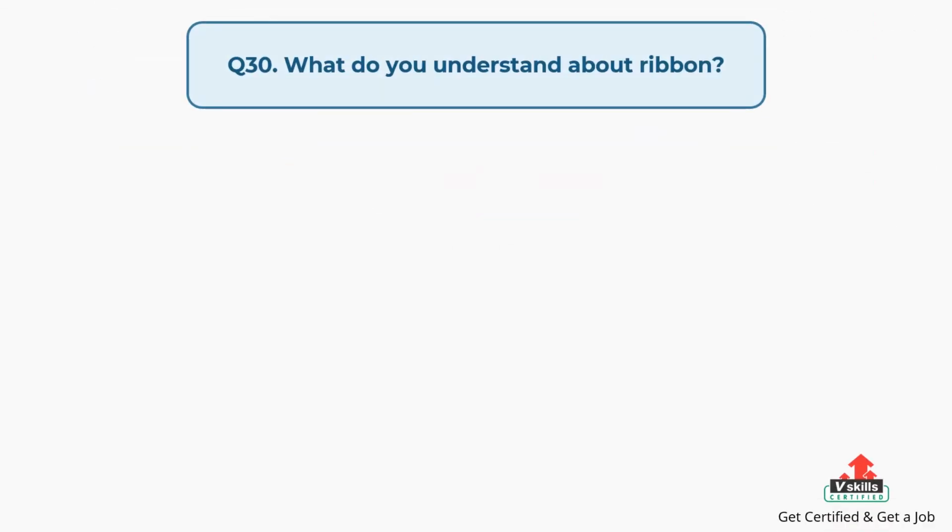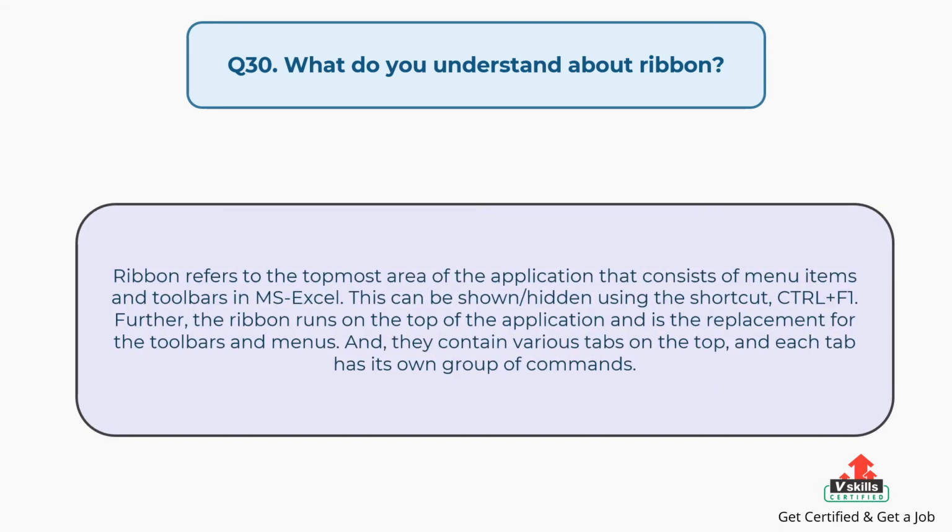Question number 30. What do you understand about ribbon? The answer is, ribbon refers to the topmost area of the application that consists of menu items and toolbars in MS Excel. This can be shown or hidden using the shortcut, Ctrl plus F1. Further, the ribbon runs on the top of the application and is the replacement for the toolbars and menus. And, they contain various tabs on the top, and each tab has its own group of commands.